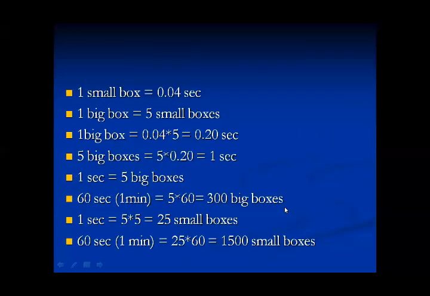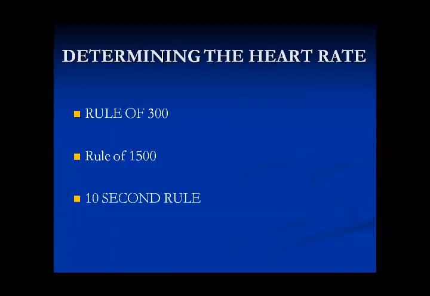If 1 second is 5 big boxes, that means 1 second represents 25 small boxes. So 60 seconds, that is 1 minute, would be represented by 1500 small boxes. These are the calculations on the basis of which we have the rule of 300 and the rule of 1500 to calculate the heart rate, and we have a 10-second rule. That is not on this, right?